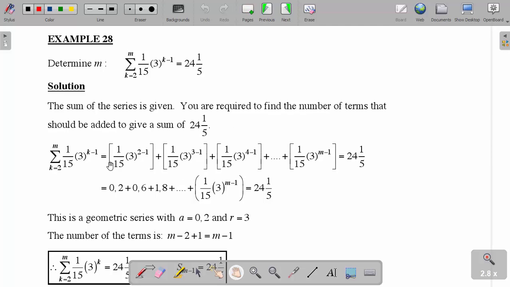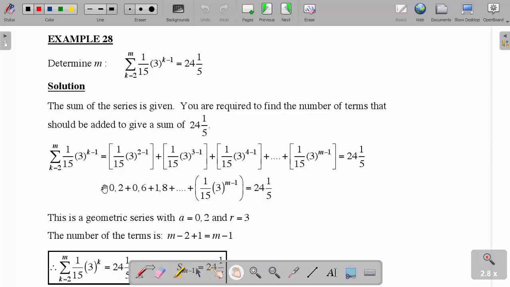So what do we do? We write it out again, starting with our lower limit, which is 2. Our bottom is 2, so we're going to have 1 over 15, then open bracket 3 power 2 minus 1. After the 2, I go to 3, that means power 3 minus 1, then 4 minus 1, and summing up to the last term, which is m, it's going to be power m minus 1. Now when I add all these terms together, I must get 24 whole numbers and 1 over 5.